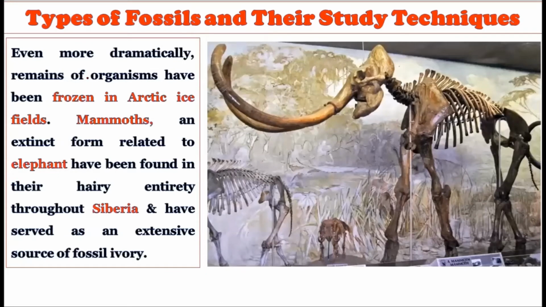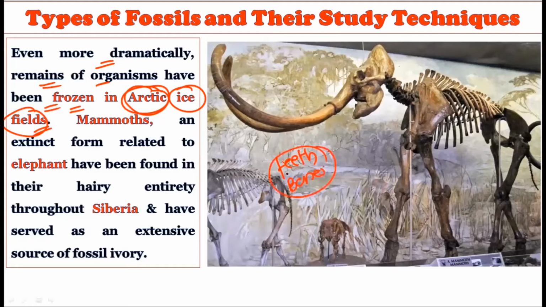Right now, see, even more dramatically, we have a dramatic example of the unaltered fossil on the Mother Earth today. See, even more dramatically, remains of organisms have been frozen in the Arctic ice fields. Whatever the Arctic area, whatever the ice fields are there, the complete body of an organism is preserved under this ice as it is. We are not talking about the body part this time. We are not talking about the teeth. We are not talking about the bones, but the whole organism.